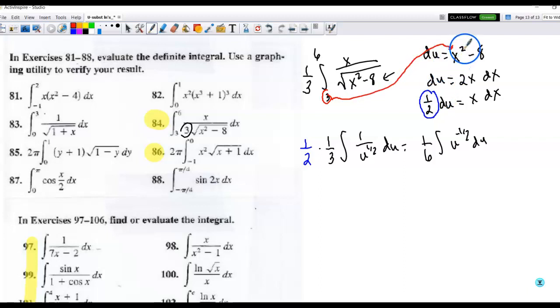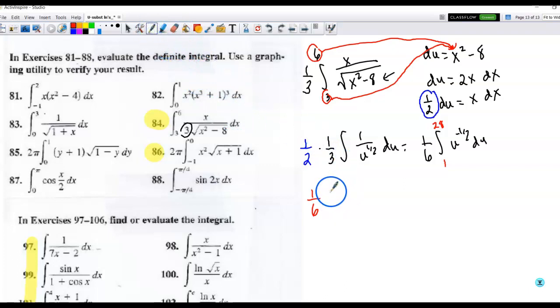3 squared is 9, and 9 minus 8 is 1. So my new bound, or my u-bound, is 1. A 6 goes here. 6 squared is 36. 36 minus 8 is 28. So that's going to be my upper bound. All right, I'm going to redo the anti-differentiation. So there's my 1, 6, and I'm anti-differentiating. Come on, Jernigan, you can do it.